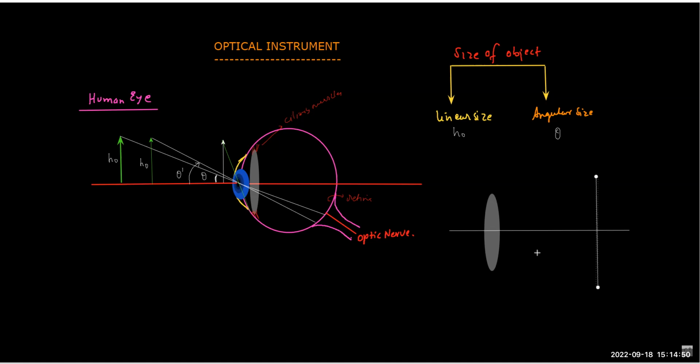So we have no choice to alter the separation between the lens and the screen. This is roughly the size of the eyeball, which is roughly 2.5 centimeters. So this part I cannot change. So our screen is fixed. This is the retina.